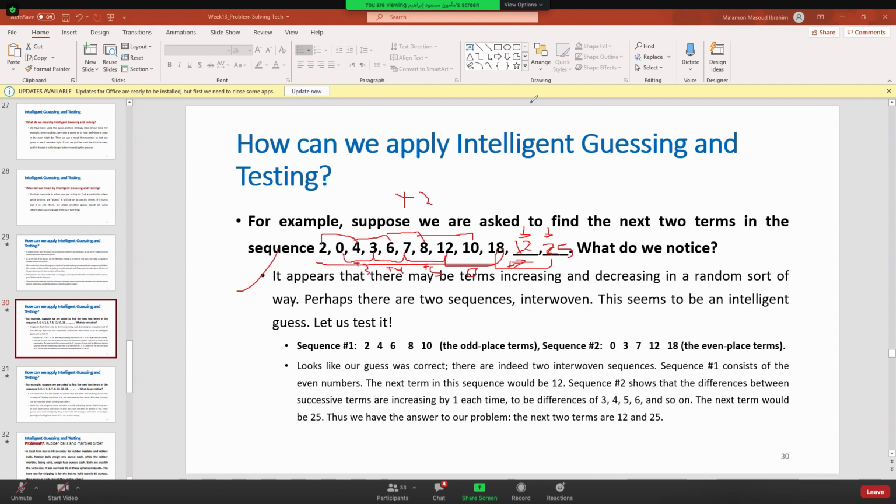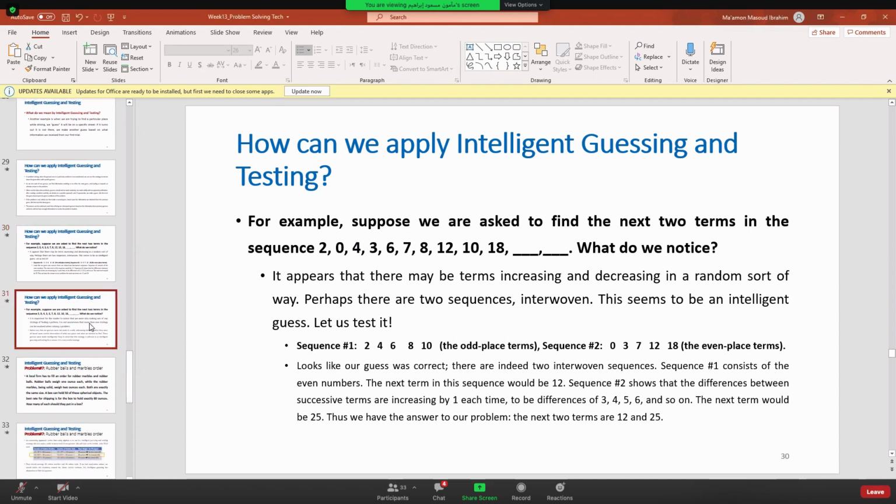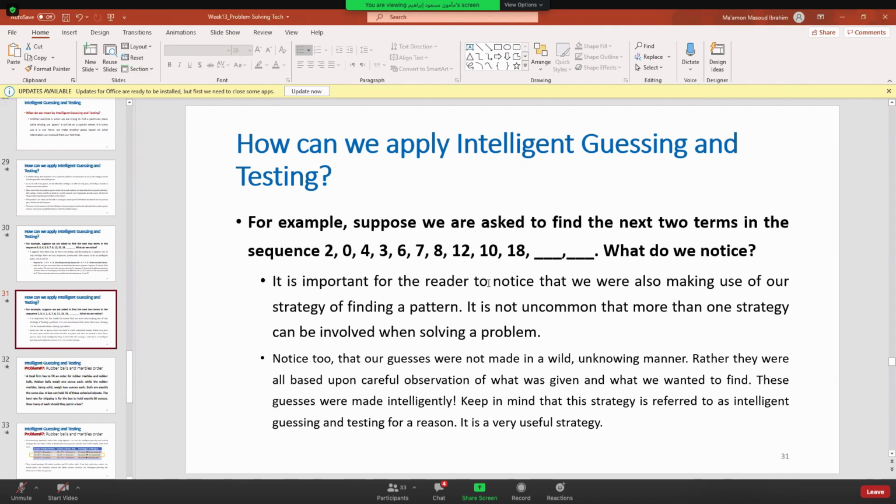So in the next slide, we have the solution. As we have mentioned, 2, 4, 6, 8, 10, 12. Then we have 0 plus 3, 3; 3 plus 4, 7; 7 plus 5, 12; 12 plus 6, 18. So 18 plus 7 will be 25. So this is our first example here, and in the second slide, we are talking about the solution. So we have solved this slide.